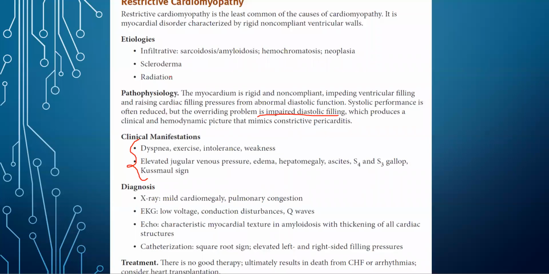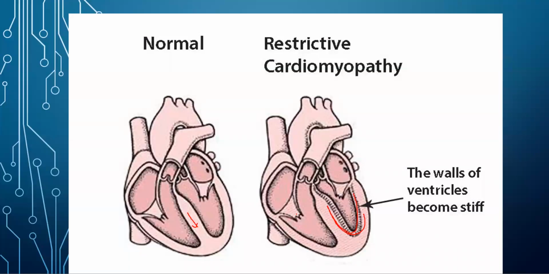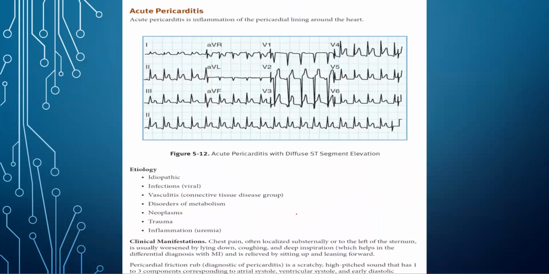Common causes of restrictive cardiomyopathy is infiltration. So sarcoidosis, amyloidosis, hemochromatosis, neoplasia, scleroderma, radiation. Treatment, there is no good treatment. Ultimately, it results in death from congestive cardiac failure or arrhythmia. The only treatment that can be effective is heart transplantation. But if there is heart failure, you can treat it as a diastolic heart failure. It's a very bad diagnosis. Most of the patients usually die.